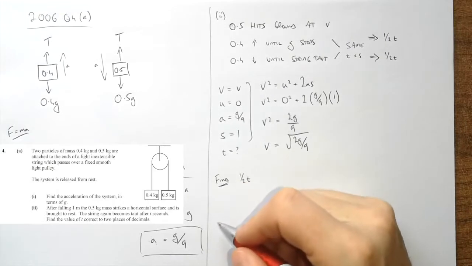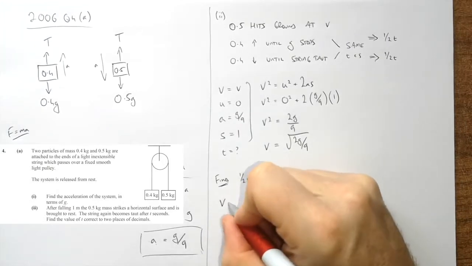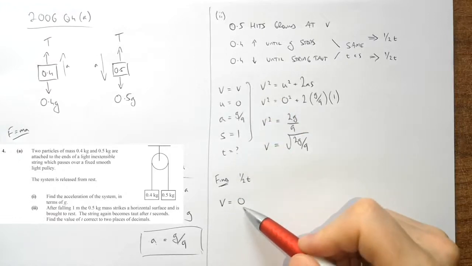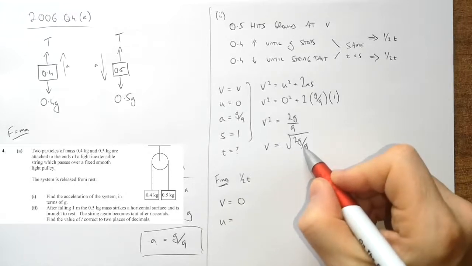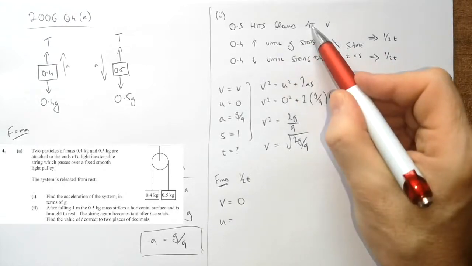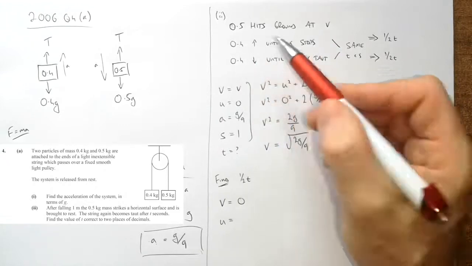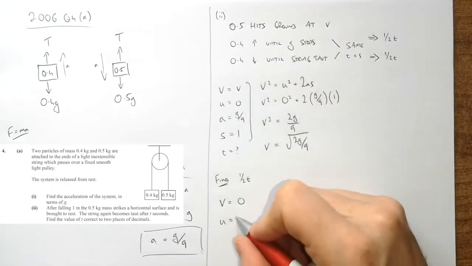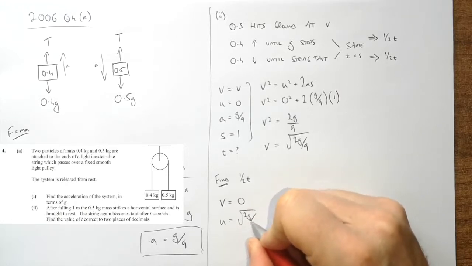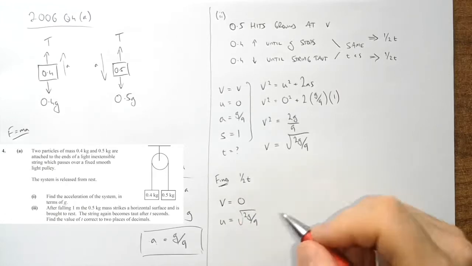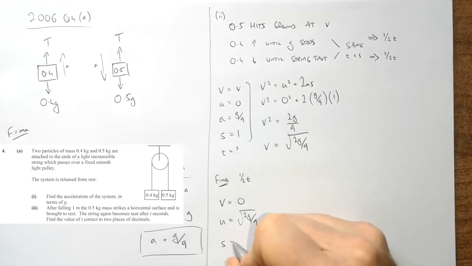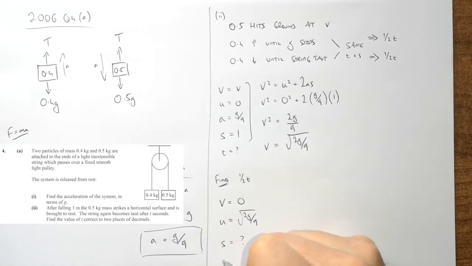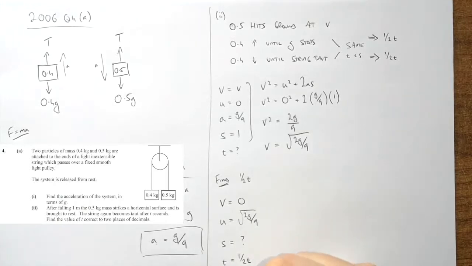So, as always, let's list them. Speed v is 0, because that's when it stops. u is this v here, okay? The speed 0.5 is going when it hits the ground is the speed 0.4 is going when 0.5 hits the ground, because it's all one system. So that is the square root of 2g over 9. I'm not going to work this out yet. Stuff might cancel. We'll see how it goes. What else have I got? The distance is unknown. The time is half t. And acceleration, I skipped that one there.